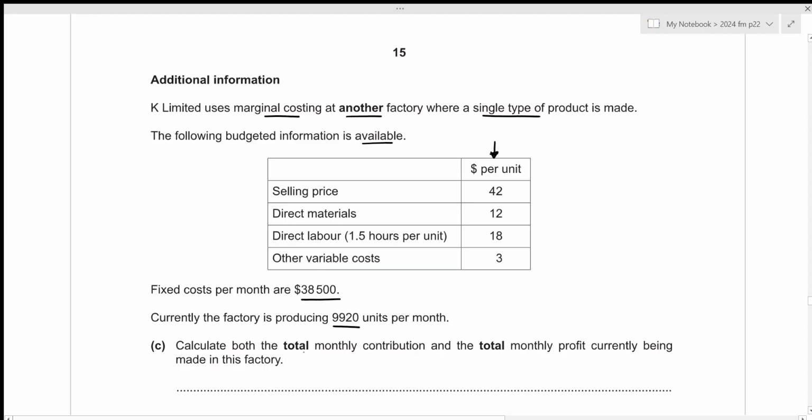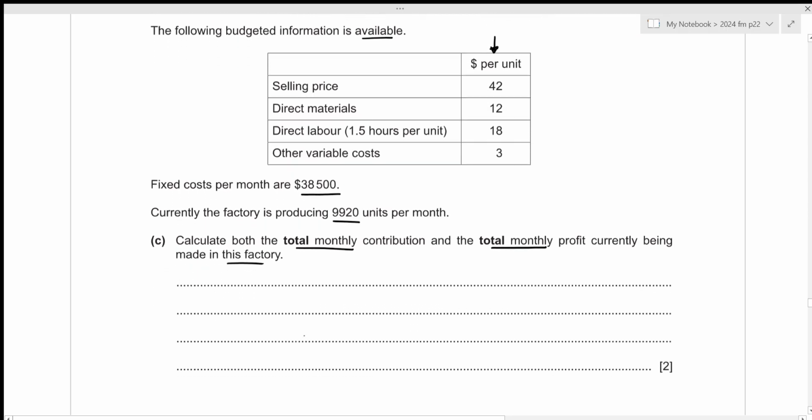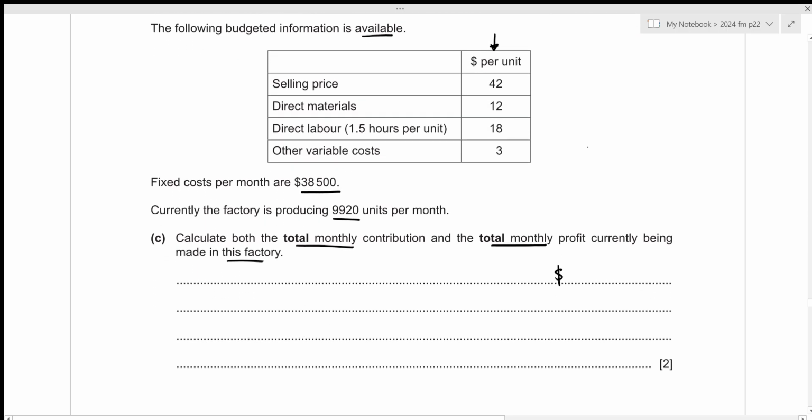We now need to calculate both the total monthly contribution and the total monthly profit currently being made in this factory. So we can first calculate the contribution per unit. Remember that the contribution per unit is just the difference between our selling price per unit and the variable cost per unit. In this case, that's 42 minus 12 minus 18 minus 3, which results in 9.